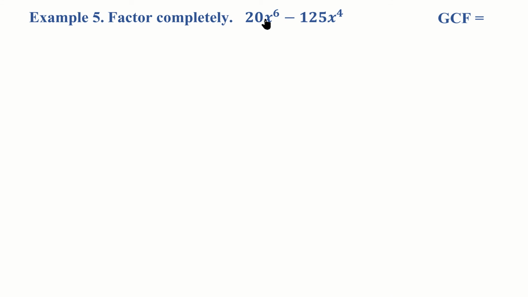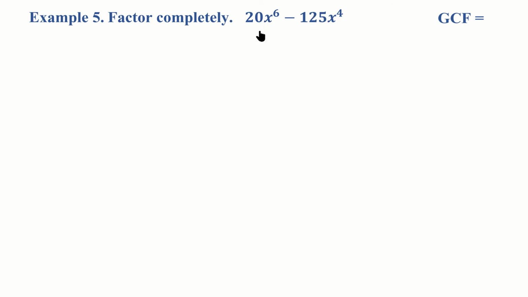All right, so we're going to try to factor this. Of course, 20 is not a perfect square, nor is 125. x to the 6 is a perfect square of x cubed, so is x to the 4, but these parts aren't, so that's not good enough. But we notice that there is a GCF here that we can factor, so let's try that. The GCF is not 1 here. It is in fact 5x to the 4, right?